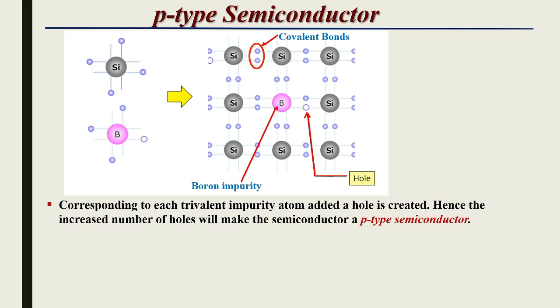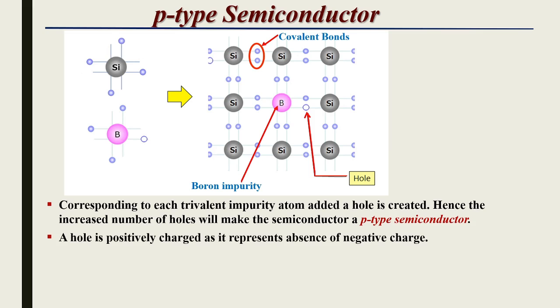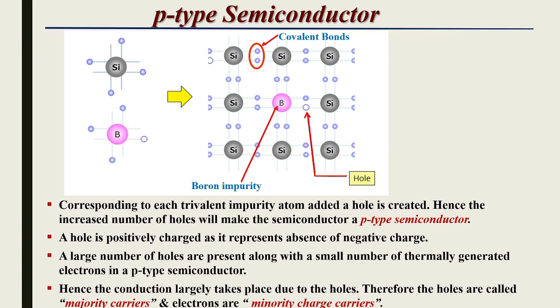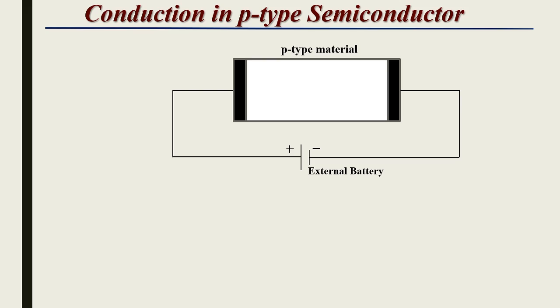Corresponding to each trivalent impurity atom added, a hole is created, and hence the increased number of holes will make the semiconductor a p-type semiconductor, because these holes are nothing but the absence of electrons. That's why it carries a positive charge, and that's why it is called a p-type semiconductor. A hole is positively charged as it represents the absence of a negative charge. A large number of holes are present along with a small number of thermally generated electrons in a p-type semiconductor. Hence, the conduction largely takes place due to the holes, and therefore the holes are called majority charge carriers and electrons are minority charge carriers.